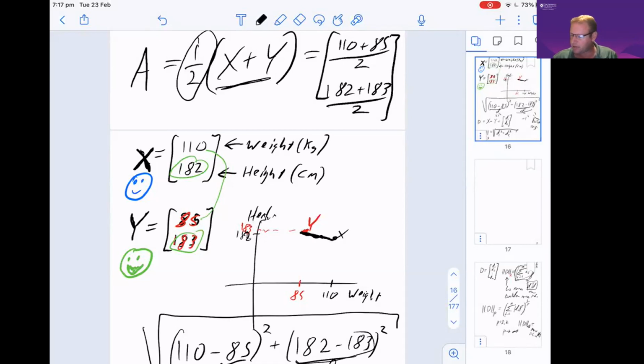So in this case, A would be, what's 110 plus 85, 195, so 97.5, and 182.5. Correct me if I made a mistake. It's going to be the average point. So you can always average vectors.